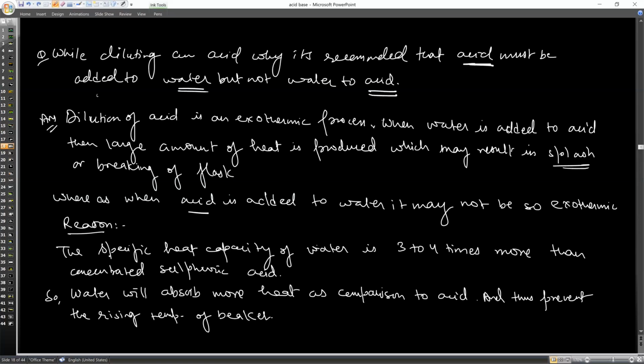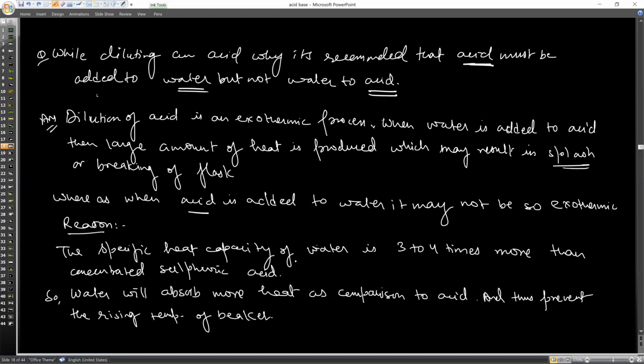Reason? The specific heat capacity. What is specific heat capacity? I told you, the amount of heat required to rise 1 degree temperature. If you are raising the temperature of water and of sulfuric acid by 1 degree, 3.5 times more heat will be required for water than the acid. Means water can absorb more heat, and the heat produced will be absorbed by the water.